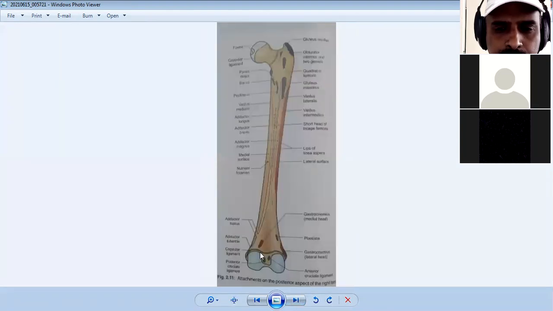And posteriorly, there is a gap between the two condyles, and that we call the intercondylar fossa. That is all you have to remember in the lower end of femur. So here: medial condyle, lateral condyle, medial epicondyle, lateral epicondyle, intercondylar fossa. That is the lower end of the femur.